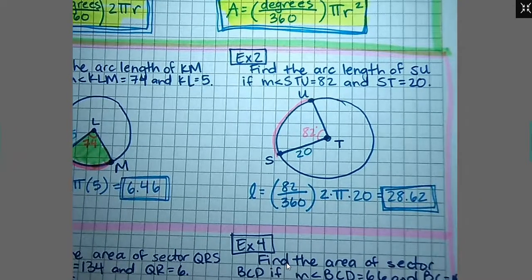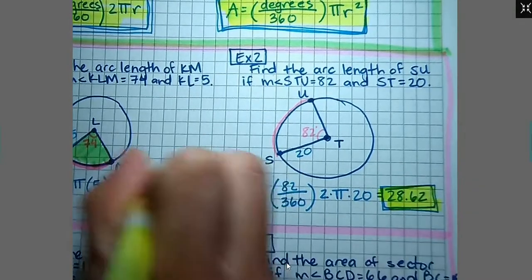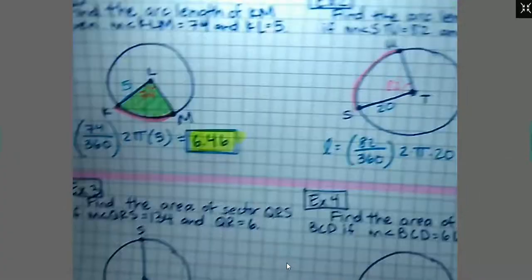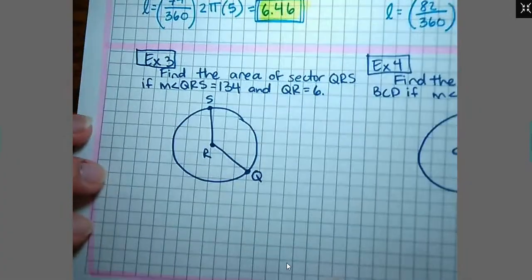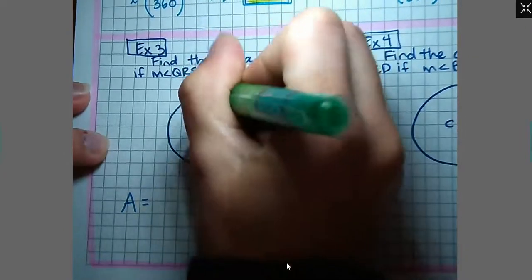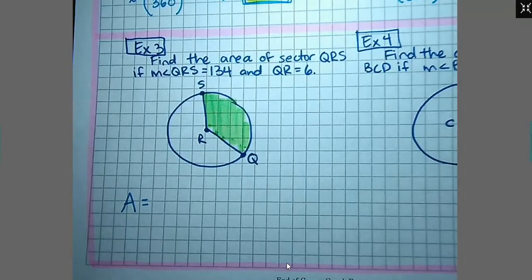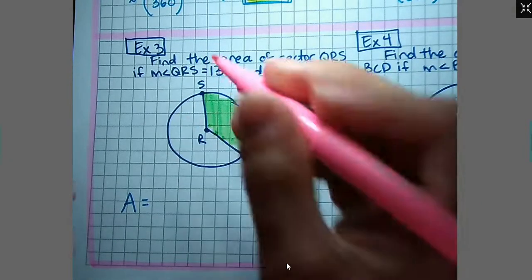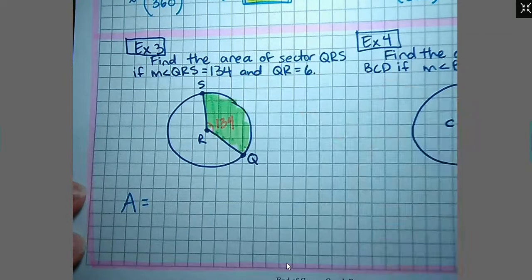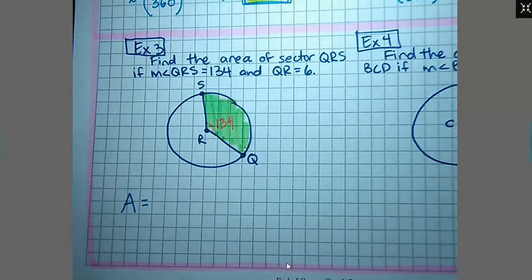All right, now I'm going to do some examples with the area. So let's move on down to the bottom. This is a very similar process, except you're using a slightly different formula. So, looking here, find the area of sector QRS. So it's asking for you to find this area here, if the measure of angle QRS, so that's this, is 134, and the radius is 6, QR is 6.